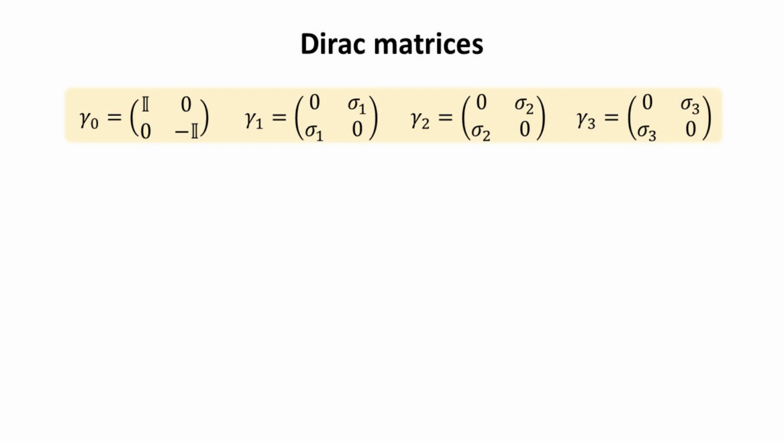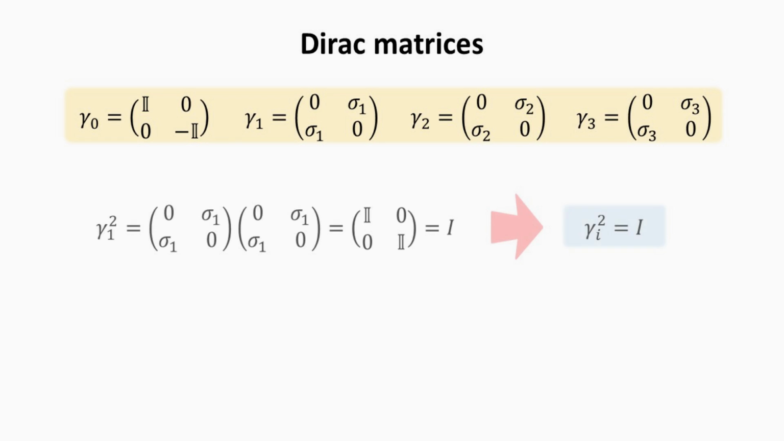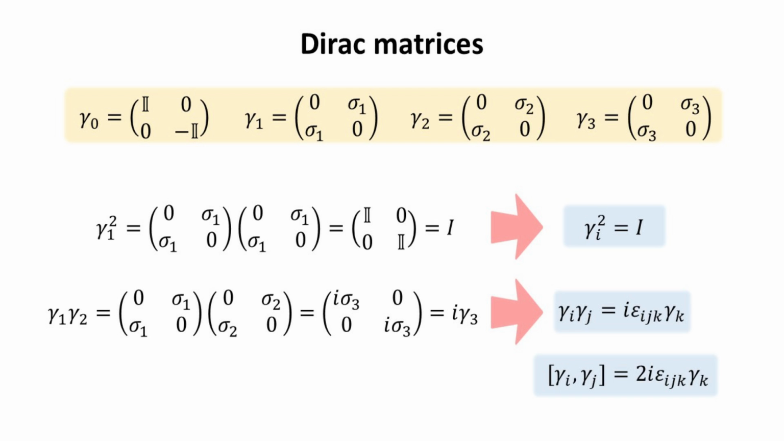It doesn't take Dirac long to realize that there is no need to restrict oneself to just 2 by 2 matrices. He proposed a set of 4 by 4 matrices, which satisfy the same algebra as the Pauli matrices. It is straightforward to check that the square of these Dirac matrices are indeed 1, or the identity matrix. Next, the product of 2 Dirac matrices yield the next Dirac matrix with a cyclic symmetry as shown. Thus, the Dirac matrices do not commute, and their commutation relation is as shown here. These are the same algebra as the Pauli matrices.